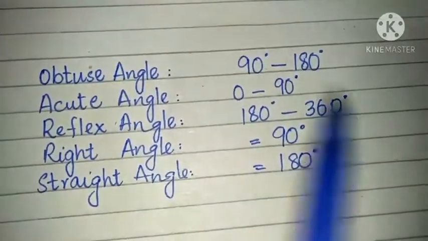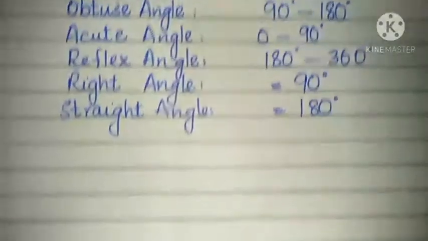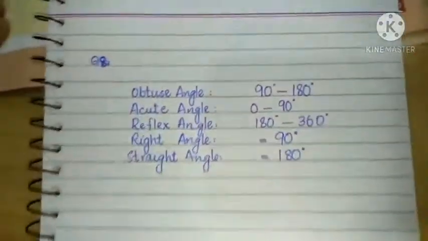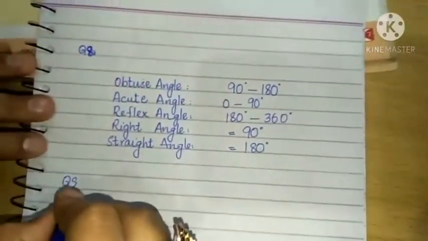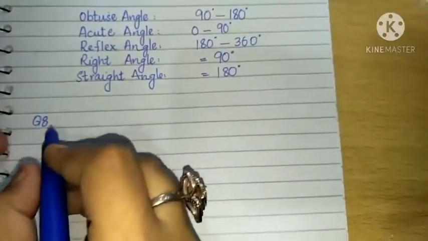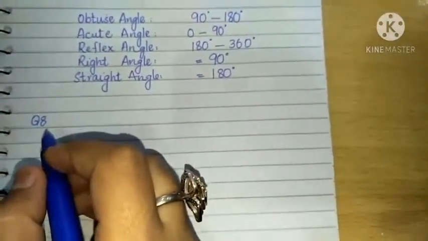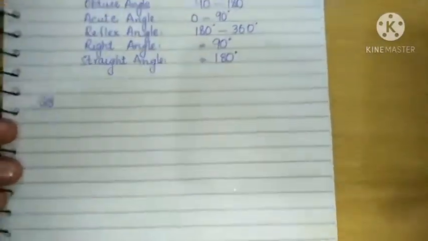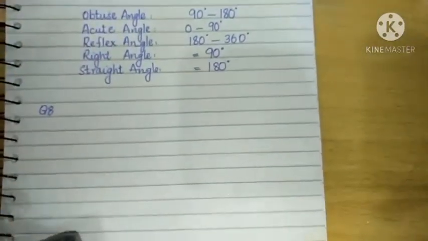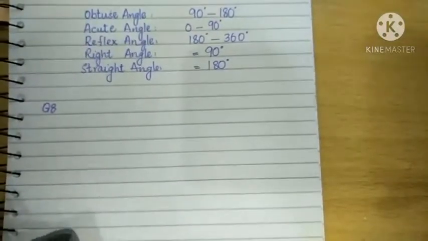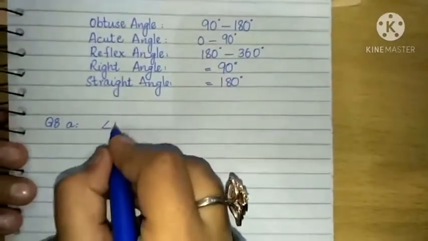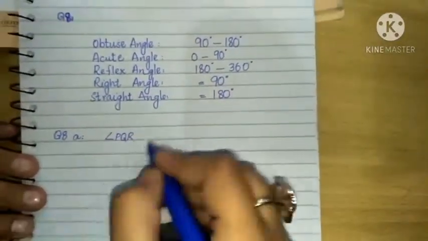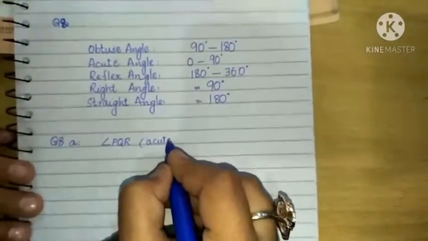So this is the revision of the types of angles. Now we have to solve question number 8 according to the definition and the concept of these types of angles. Let's do question number 8 part A. That is, you have to draw angle PQR, and that must be an acute angle.